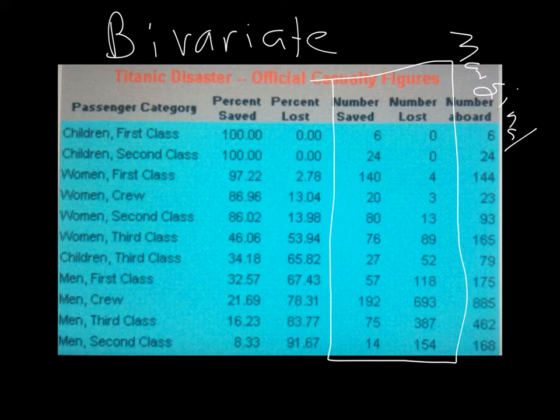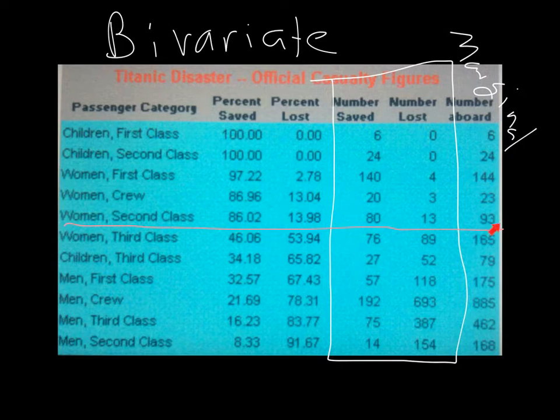The data in the middle can be split up into what are called conditional portions. For example, we could say, of those who were women in the second class, what proportion of them were saved? Out of this 93, 80 were saved. So 80 over 93 is 86.02%. This value is a conditional, because the condition is, of all the women in the second class, all 93 of them, how many were saved? 86%. That's what's called a conditional.